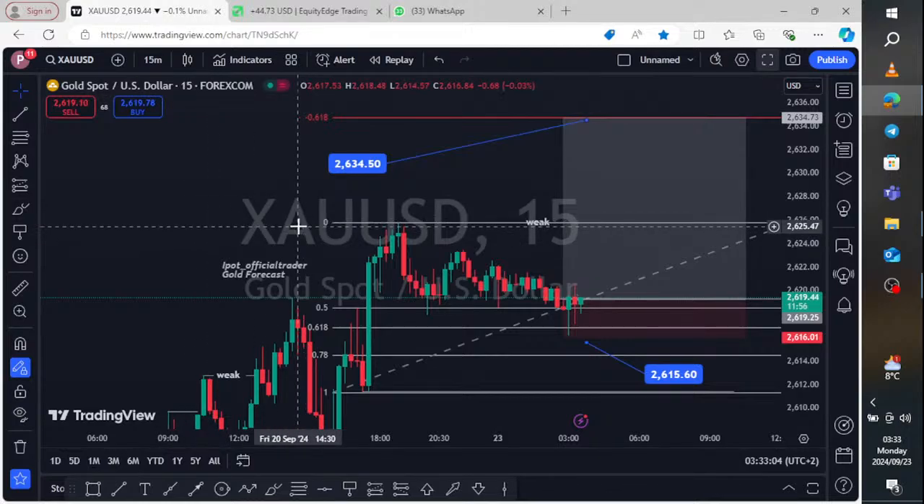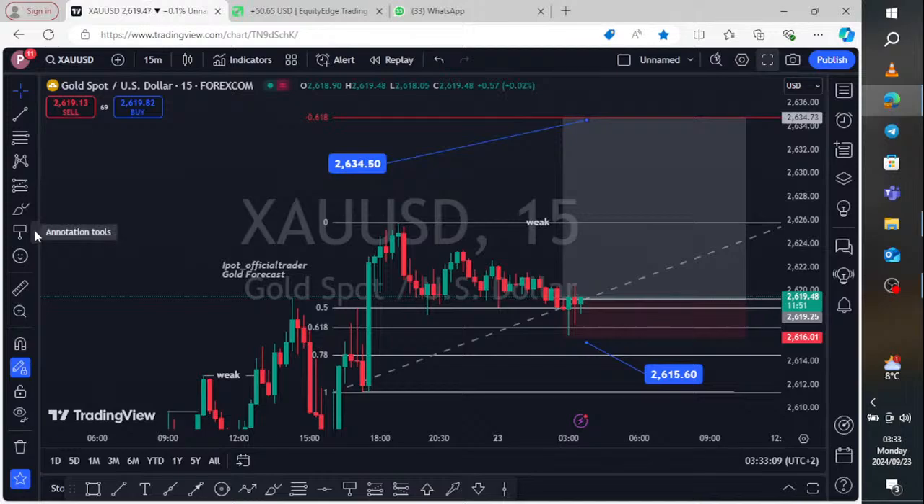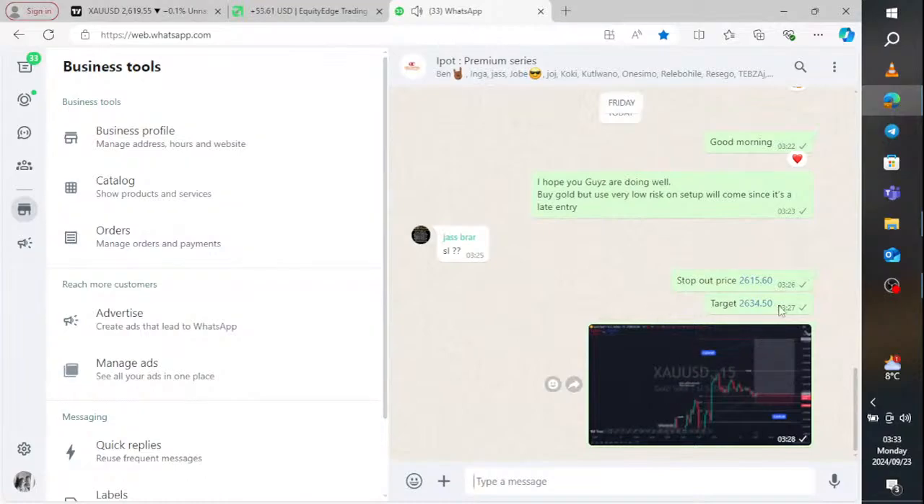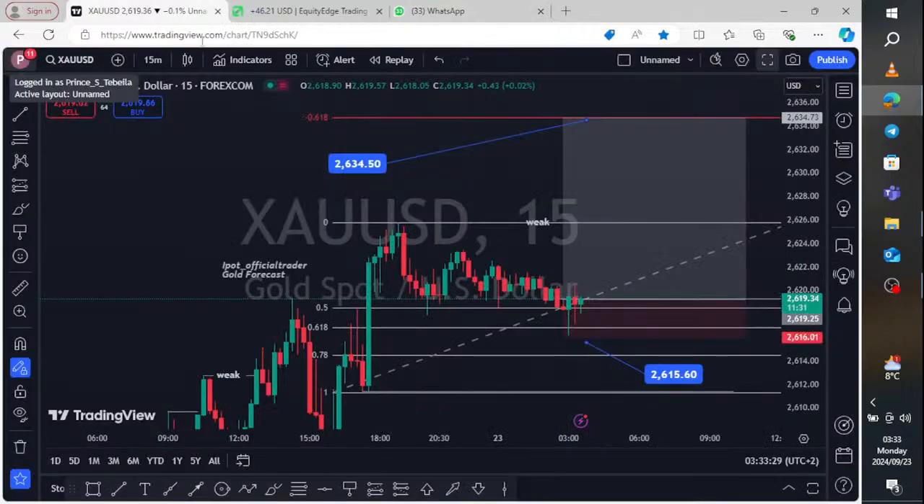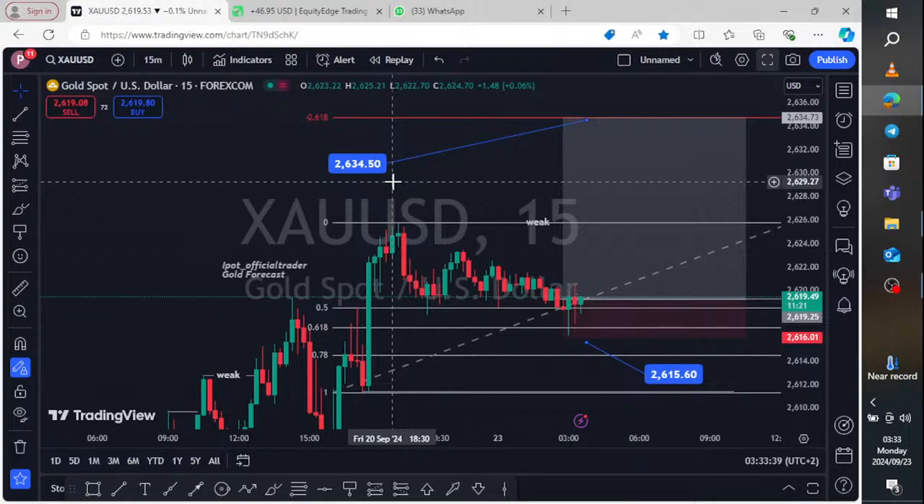But yep, I hope you guys. Currently, you can buy gold. I have shared that signal in the VIP group as well. You can see there, I told them, hope you guys are doing well. Buy gold, but use low risk on the setup since it's a late entry. You can see the stop out prices and the target there. It's the very same setup that you guys are seeing currently right there, and I've already entered the setup myself as well. You can see it right there. I have about $50 trade running.